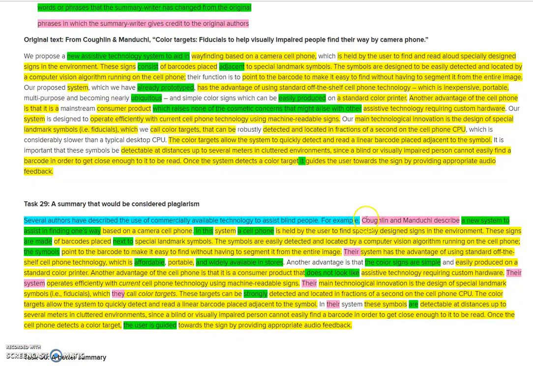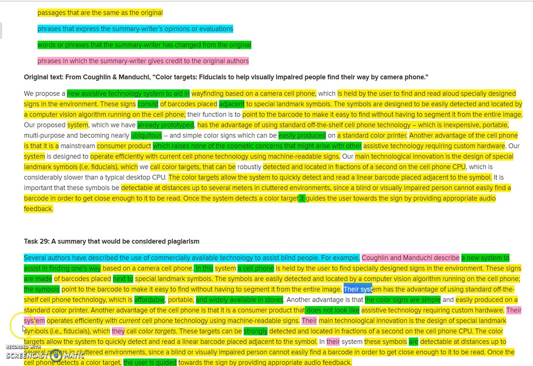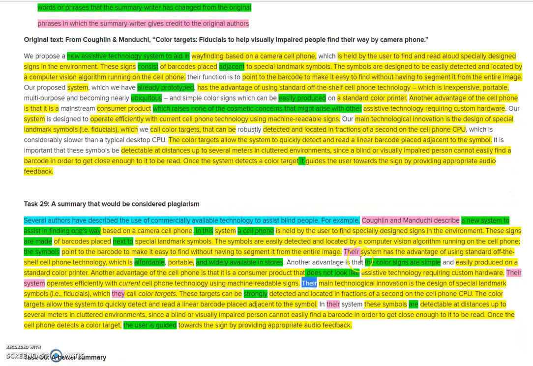And then everything where we talk about Coughlin and Manduki, we'll make that in that sort of pink or purple. Mostly it consists of, we becoming they. So in our system, it's in their system. And our main technological innovation becomes their main technological innovation. So, of course, you need to do that, but doing that is not enough to make this a decent paraphrase or summary. So the author did do something well.